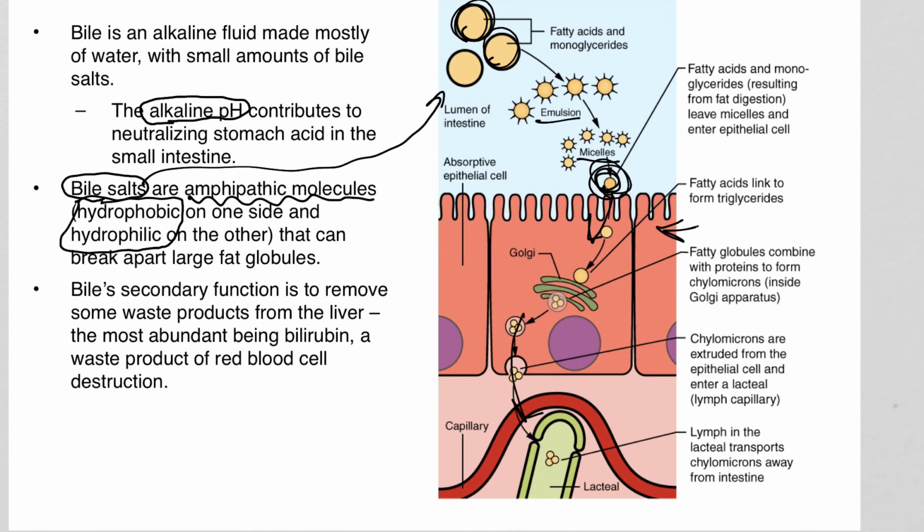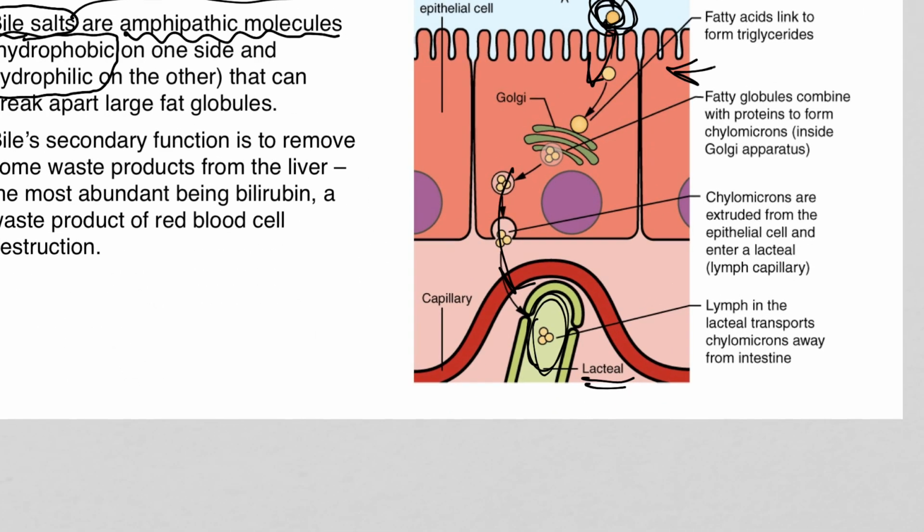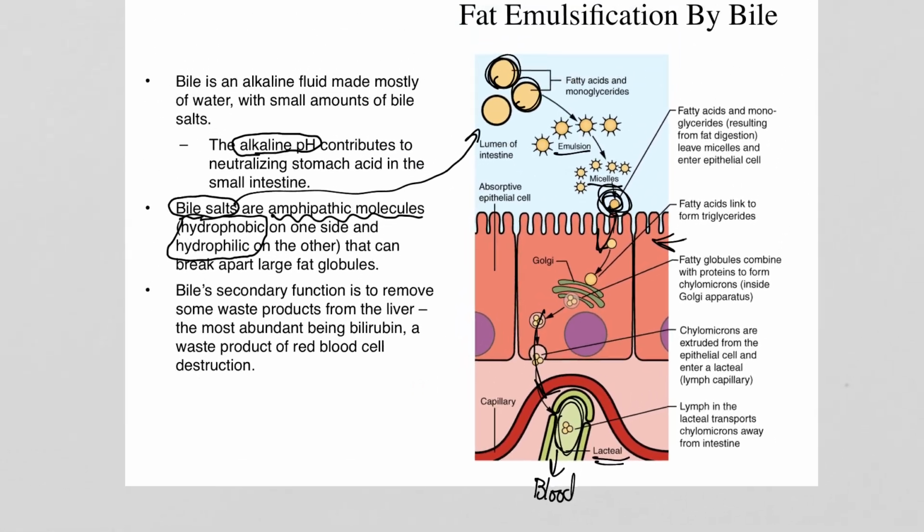And those fats are moved into circulation not through arteries and veins, but through the lymphatic system. Now, this lacteal, that's just a capillary of the lymphatic system. Eventually, those lacteals will drain back into blood as you enter the heart. And so fats end up in the blood supply. They just take an indirect route through the lymphatic system.